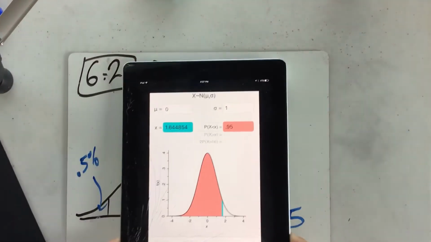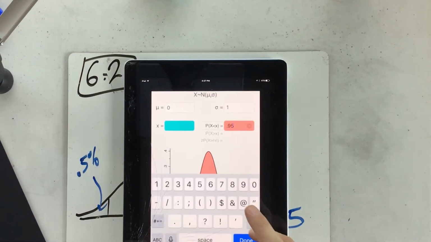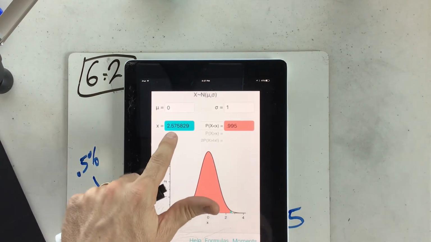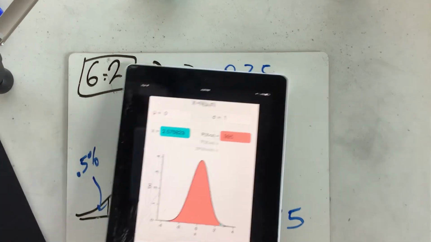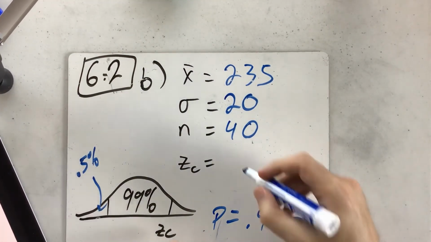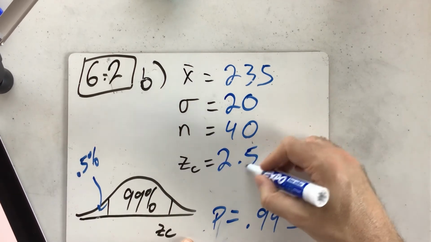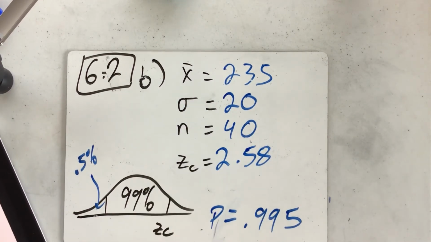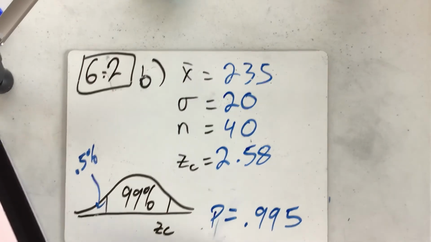So I'll come over here to my problem. I'll put 0.995 and I'll hit enter. And I'm going to get 2.57 or 2.58 for my answer. Let's go 2.58. How about that? Okay, so there's our 2.58. Let's look and see how that changes this problem.